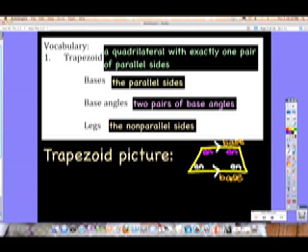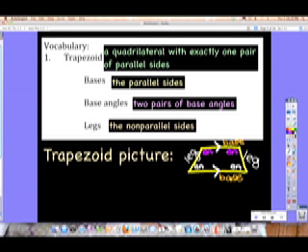Okay, and then the last thing, if you ever see the vocab word legs, when it comes to trapezoids, it's those sides that are not parallel. So this is a leg, and this is a leg. That's it. Just gotta remember.